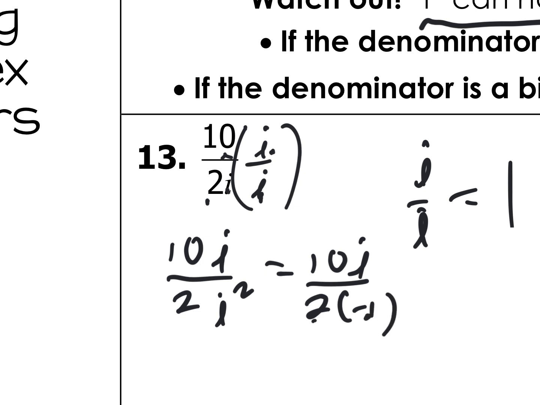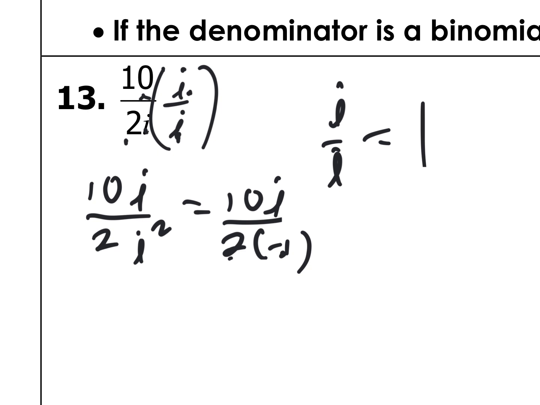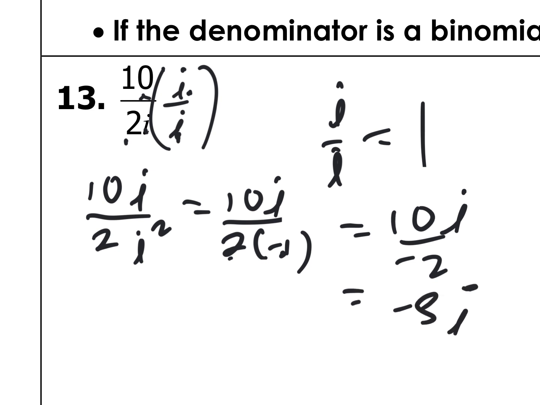What is 2 times a negative 1? Negative 2. So that turns into 10i divided by a negative 2. You want to take a guess at the final answer? Negative 5i. So did we get rid of the i in the bottom? Yes, we did. This does not have an i in the denominator.